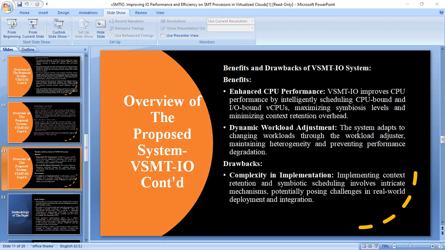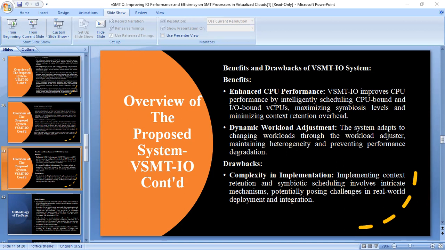Coming to the next slide, strengths of the paper. Research gap fulfillment. This paper admirably addresses a significant research gap by identifying and rectifying the efficiency issues in existing CPU schedulers concerning IO performance on SMT-enabled systems. Unique contribution. The paper's distinctive contribution is evident in the introduction of an innovative concept, context retention, and the intricately designed long-term context retention (LTCR) mechanism.